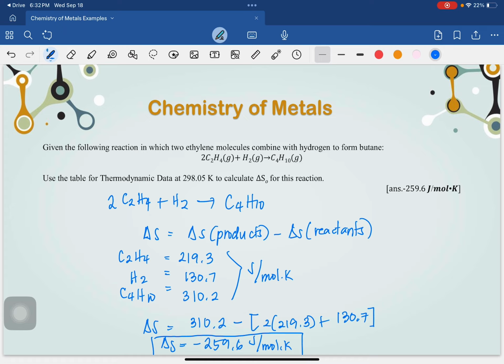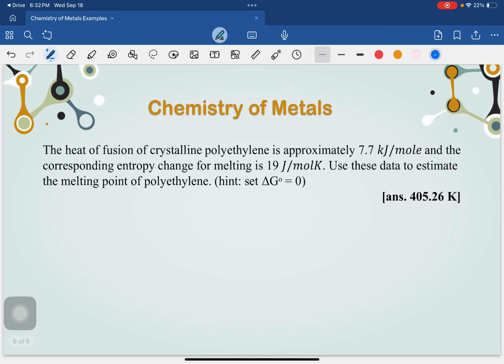And for the last problem, again, it's still going around the Gibbs free energy equation. So let's read the problem. The heat of fusion of crystalline polyethylene is approximately 7.7 kJ per mole, and the corresponding entropy change for melting is 19 joules per mole Kelvin. Use this data to estimate the melting point of polyethylene. And what we need to do here is set delta G to 0. Okay, so we're just asked for the temperature.